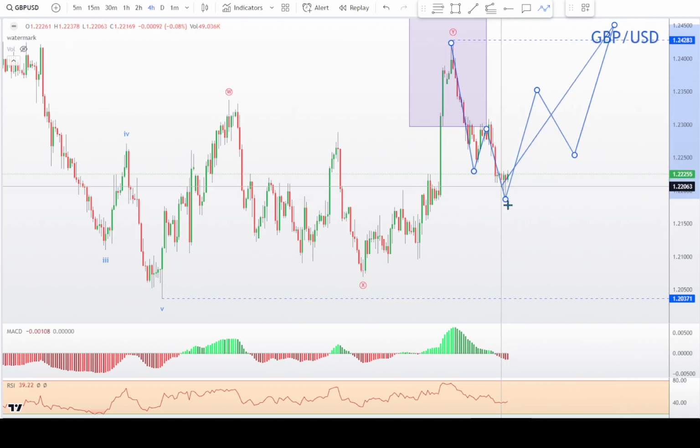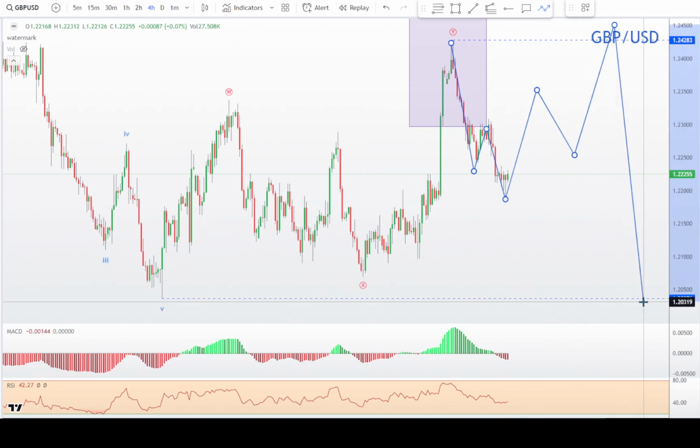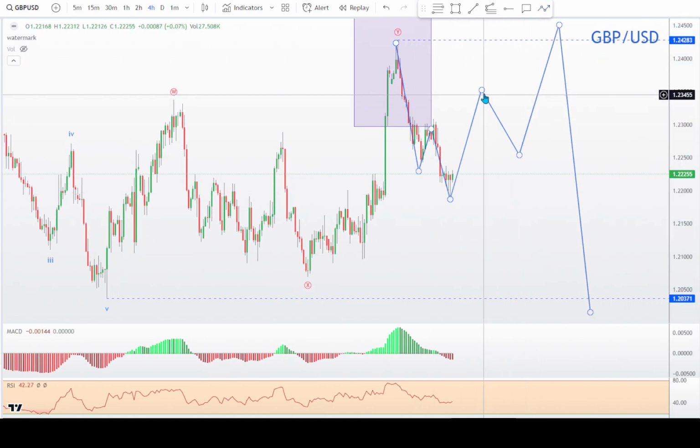And so that'd be X down here somewhere. Maybe X is already in. And then they're going to go up for that Z wave and then come down. So based on what I see on the dollar index and the euro, I think the pound's got one more wave up, and then the downfall will come.